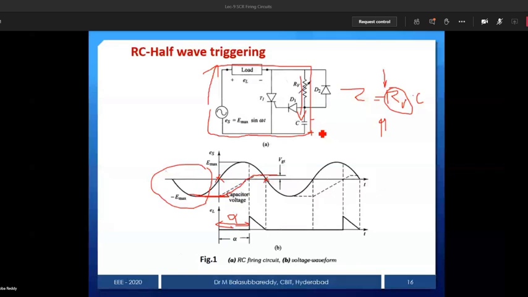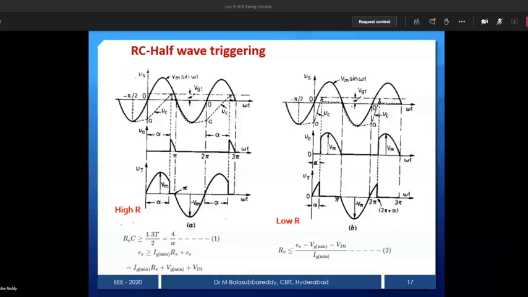Now I will show the other graphs. In these graphs, we can observe one instant where RV is very high. If the resistor is high, then what will happen? See, from minus V maximum it reaches the dotted line, which is VGT. It will take more time to reach VGT. Then your output will be this much, because up to that instant the device is not triggered. Once the device is triggered, your output is the same as the source voltage.